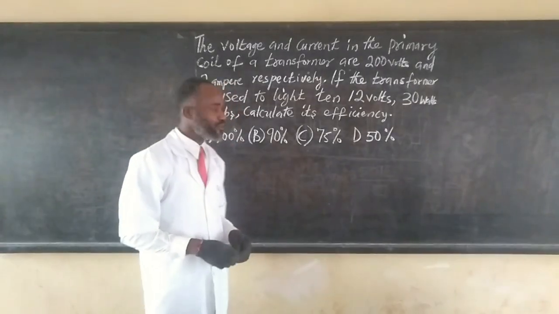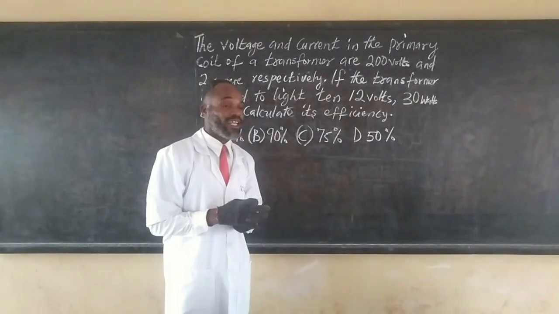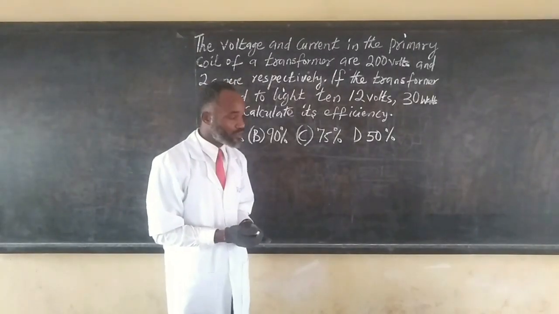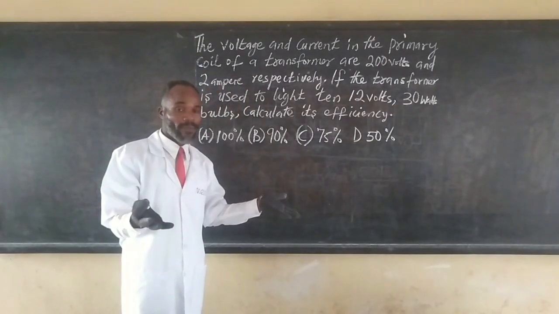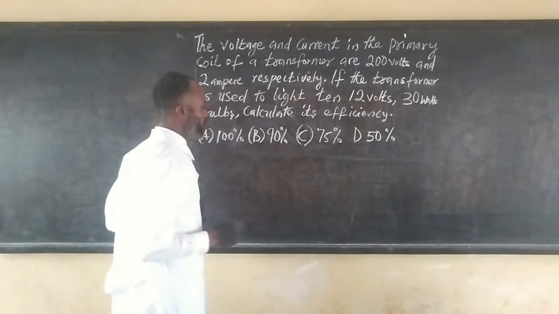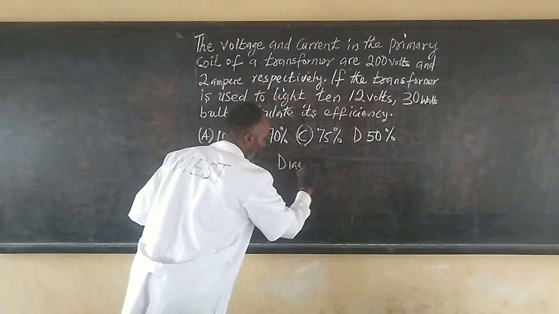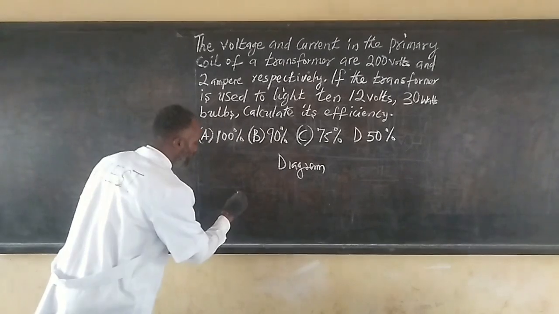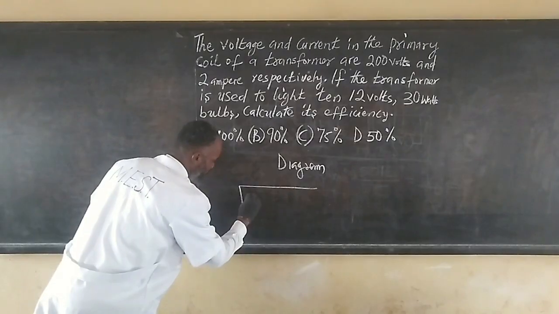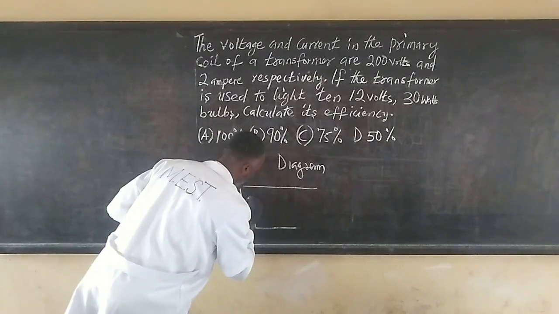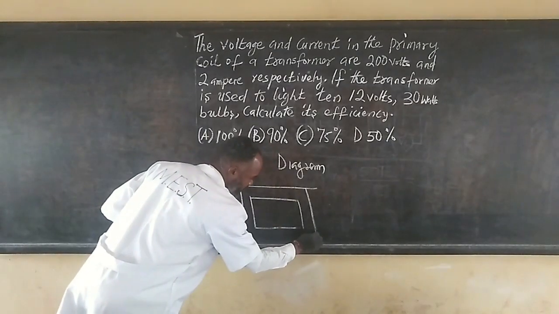How do you solve this? Especially if you have this kind of question in an exam situation. What do you do? Very simple. Create a picture of a transformer. So let's look at the diagram first. I always like to put something in a diagram form. If I have something like this to represent maybe a rectangular core transformer, right?